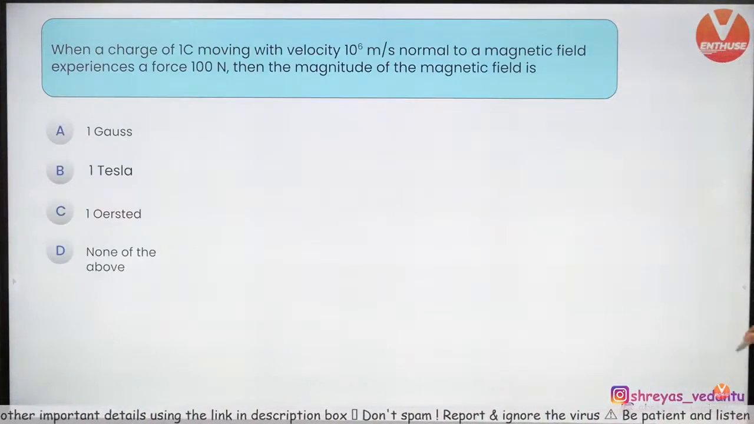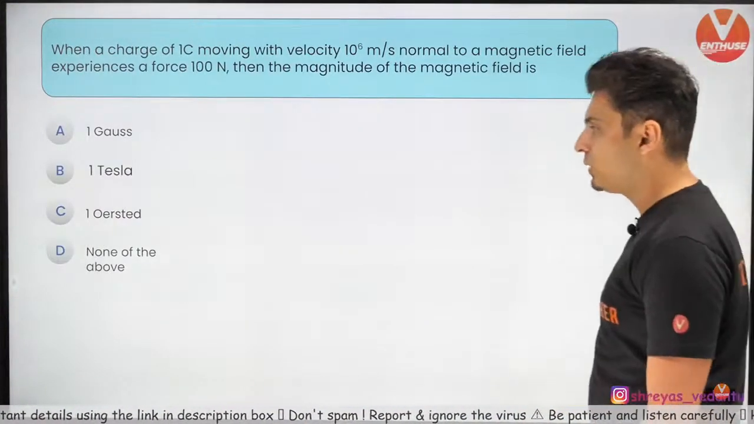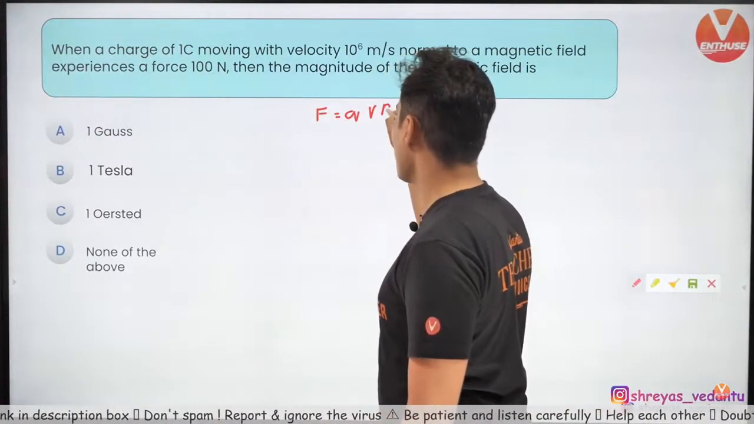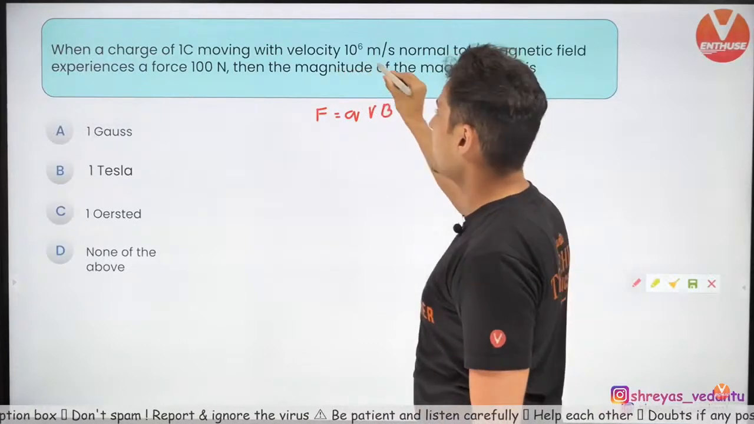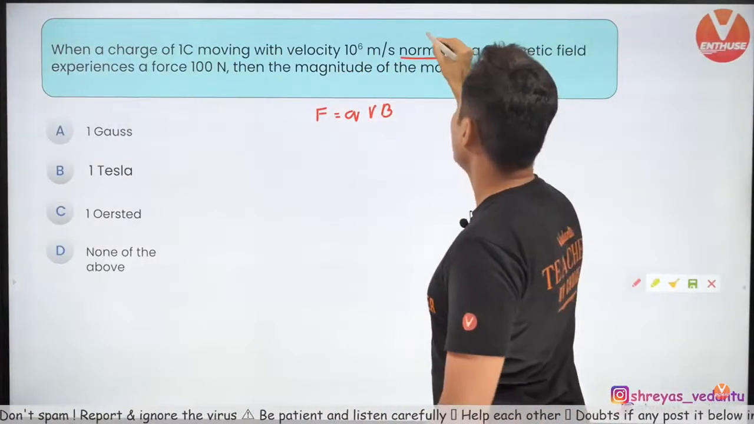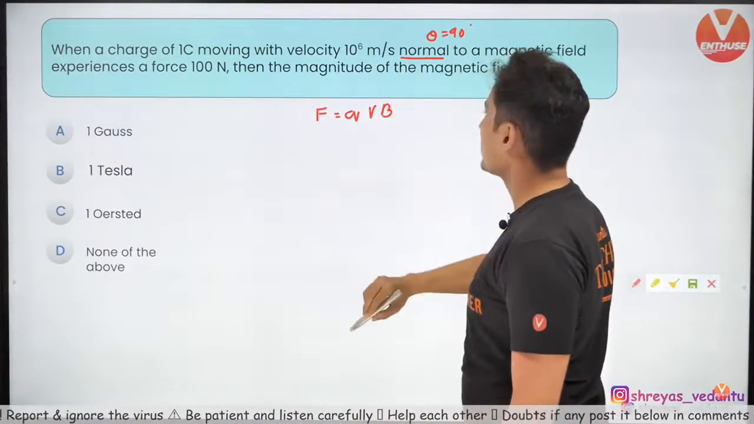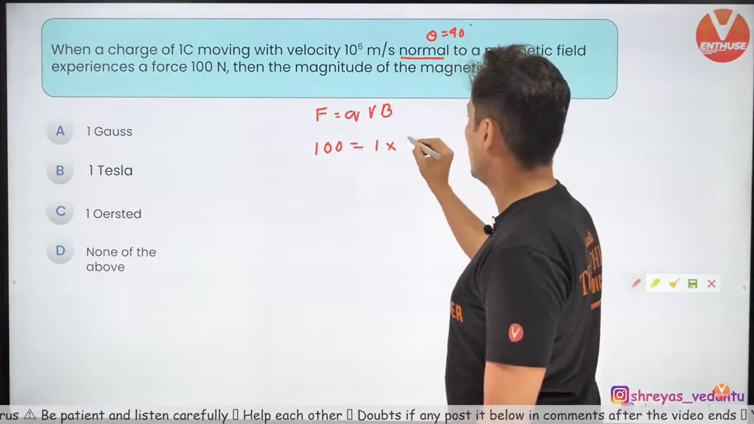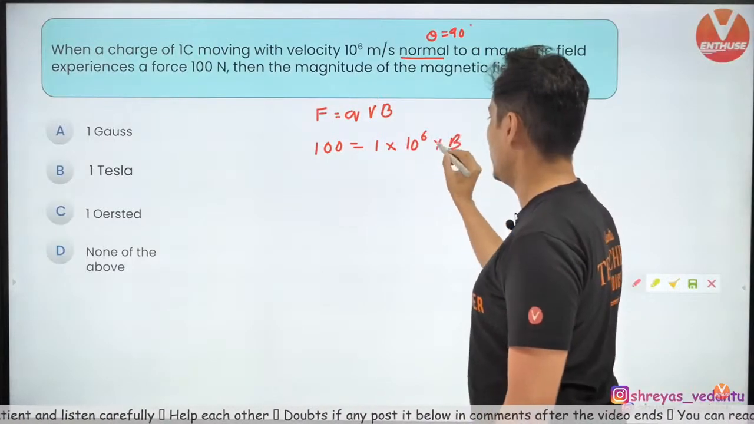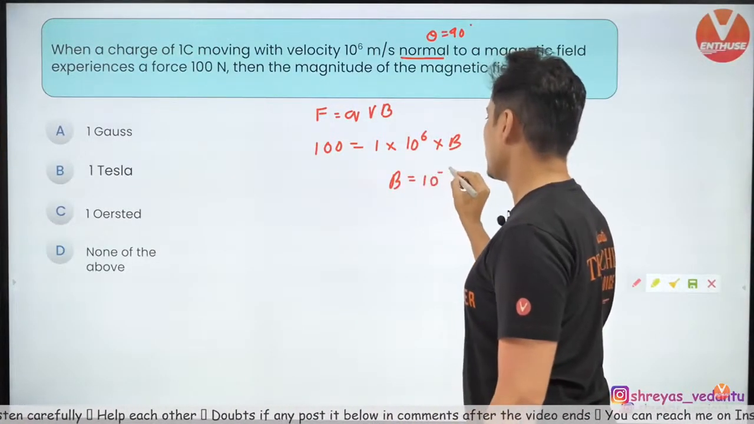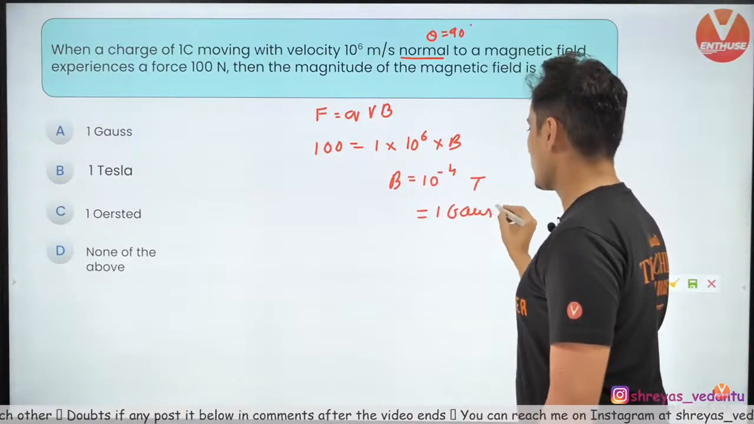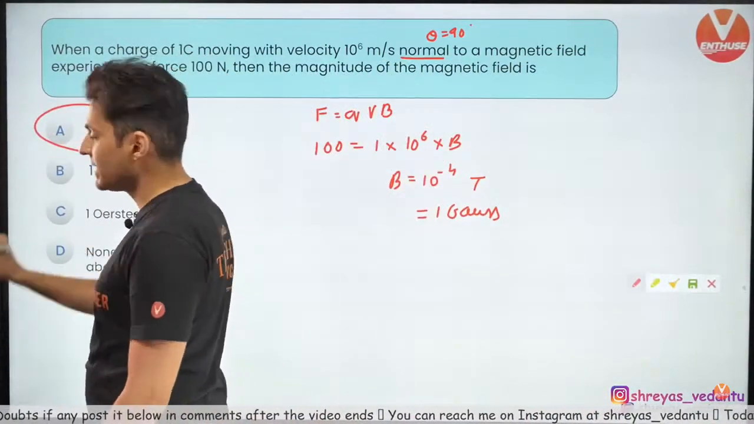What is the magnitude of the field? A very easy question. Use the formula for Lorentz force. So F is QVB, and it is given that it is moving normal. Normal means theta is 90 degrees. Okay. So force is 100, charge is 1, velocity is 10 to the power 6, B is 10 to the power minus 4, correct? Which is Tesla, which is 1 Gauss. So the correct answer is 1 Gauss, option A.